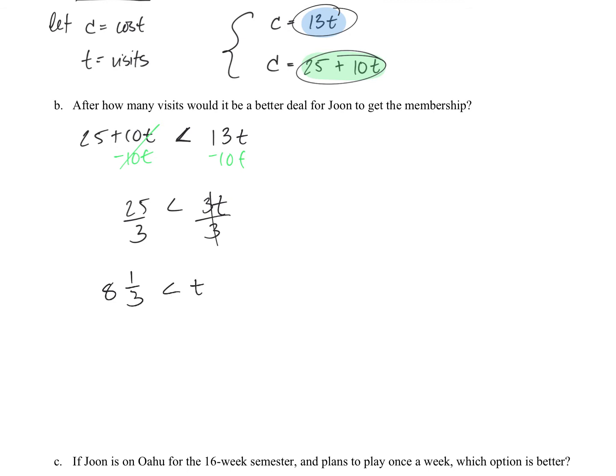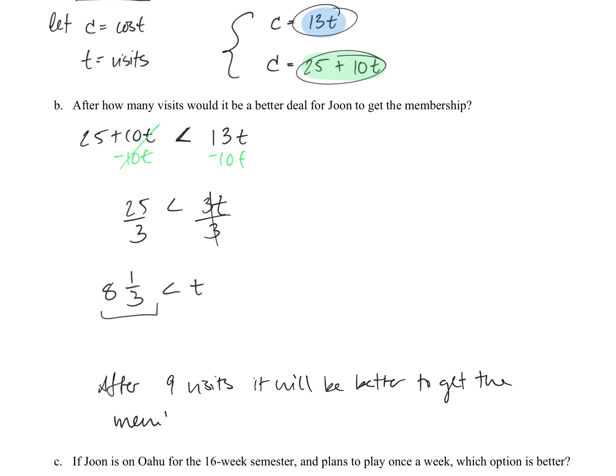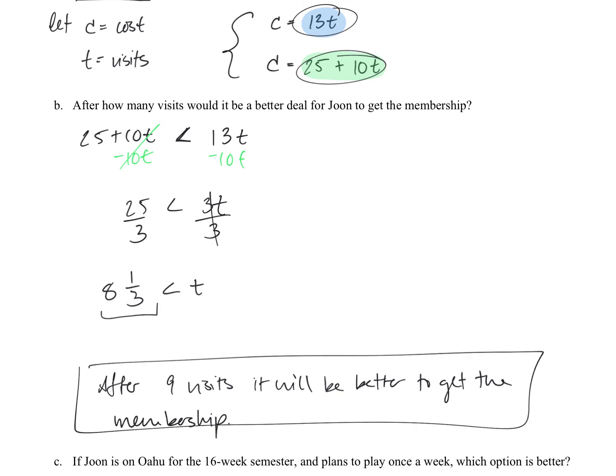So, remember, t is talking about the number of visits. So, if t is greater than, we can't say 8 because this is technically greater than 8. So we'll say after 9 visits, what do we know? It will be better to get the membership. Period. Alright, let's take a look at the next part.